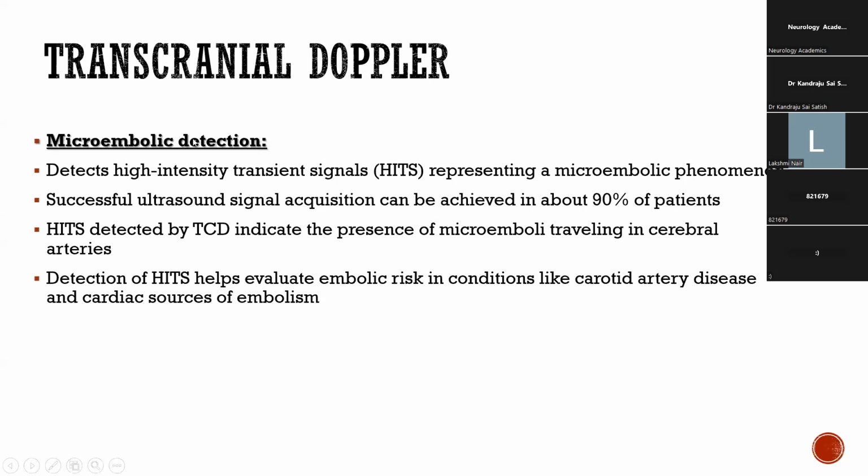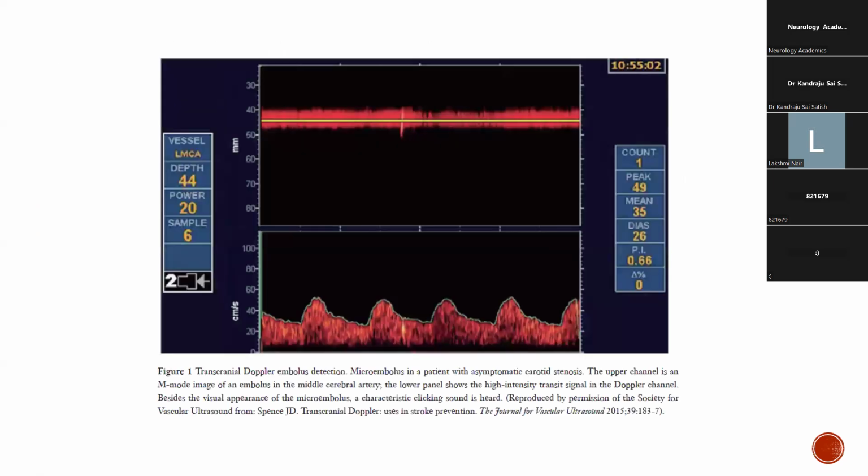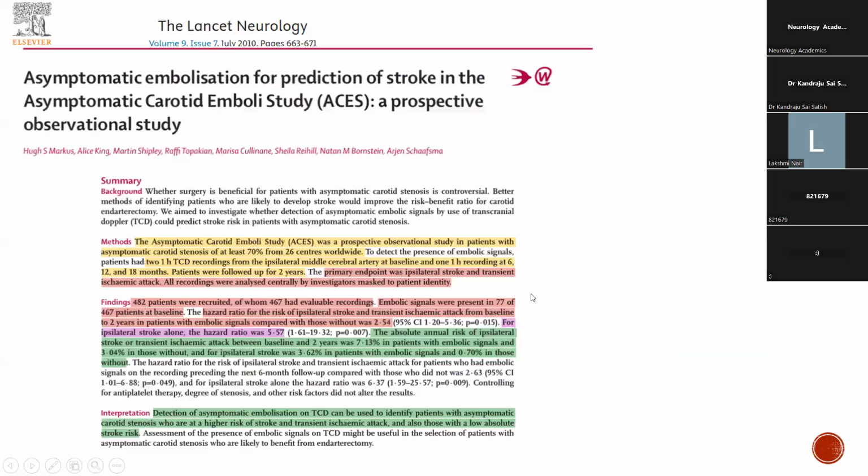So in the microemboli detection, what we see is hits, that is high intensity transient signals. Significant, so a minimum of 1 hour recording is needed, and even a one hit is significant. So this is a representative image, and here in the upper channel, this is the M mode image of the embolus in the middle cerebral artery, and in the lower panel we can see the hits, that is high intensity transient signal in the Doppler channel.